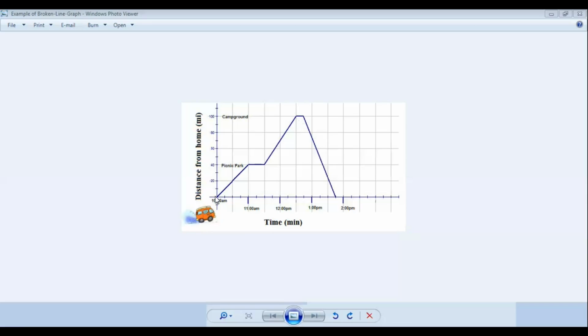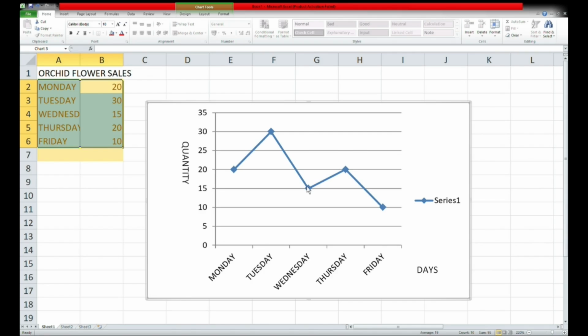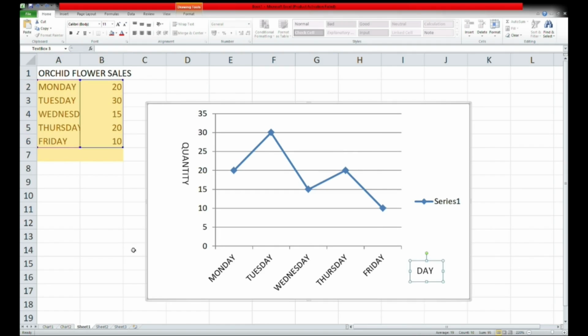Now, the time that they took from home to picnic park is 1 hour. See here. And the time they took from picnic park to the campground is 1.5 hours. And after they went to the campground, they went home. With the help of data presentation, you can see how the line changes from time to time. It is because they have different values. So these are the data.